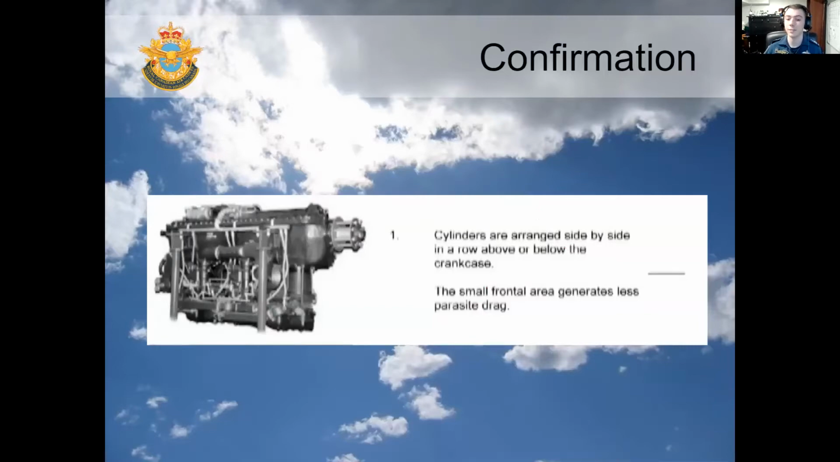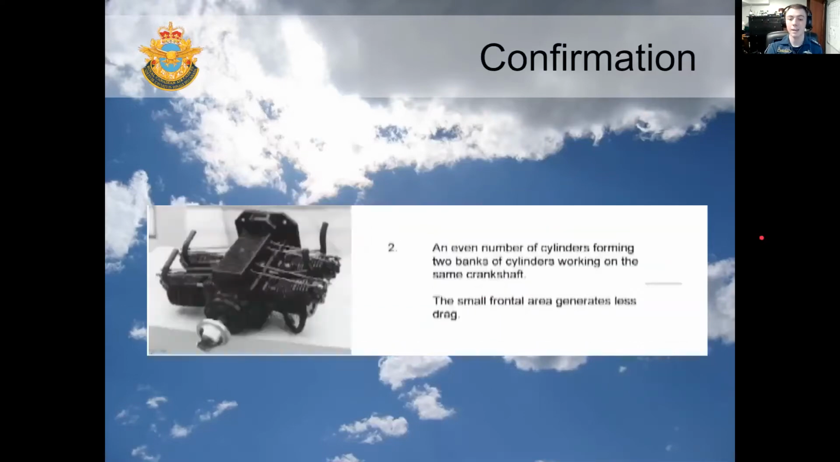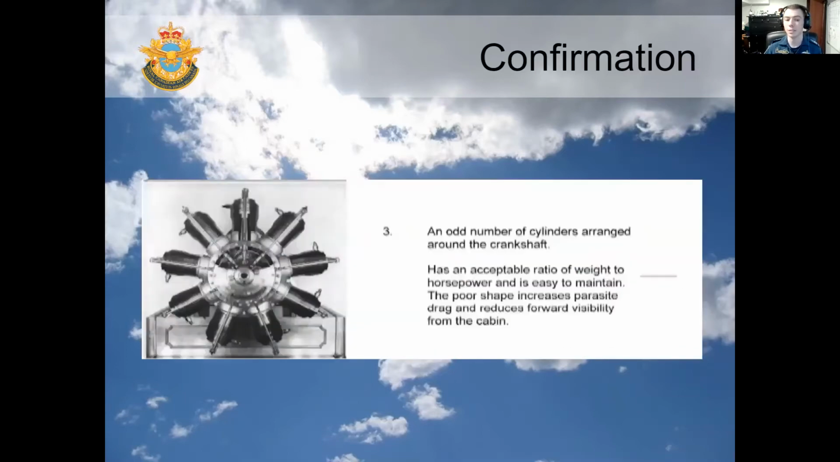I'm sure you guys can figure this one out. So above or below is going to give it away as an inline. Even number of cylinders forming 2 banks. Very straightforward again, it's horizontally opposed. Again, less cross-sectional area to generate less drag.